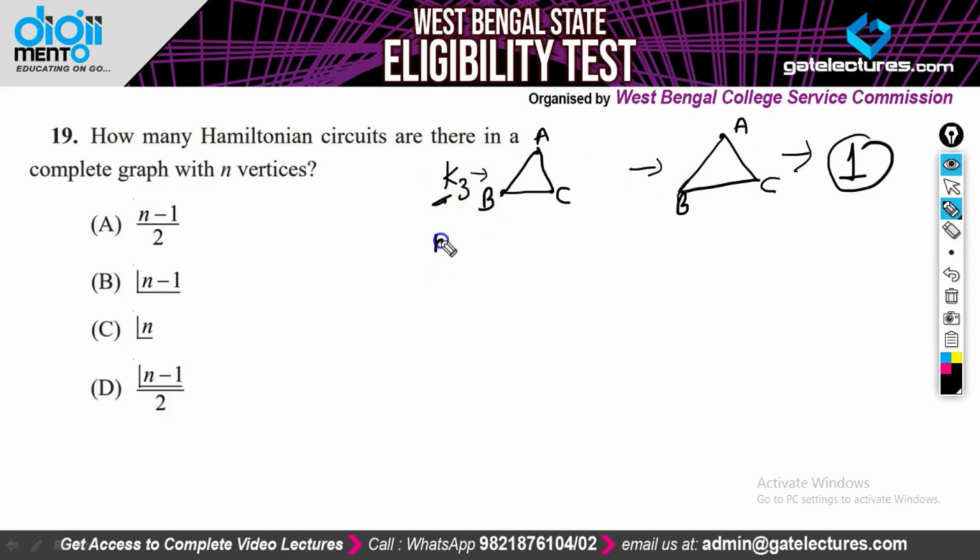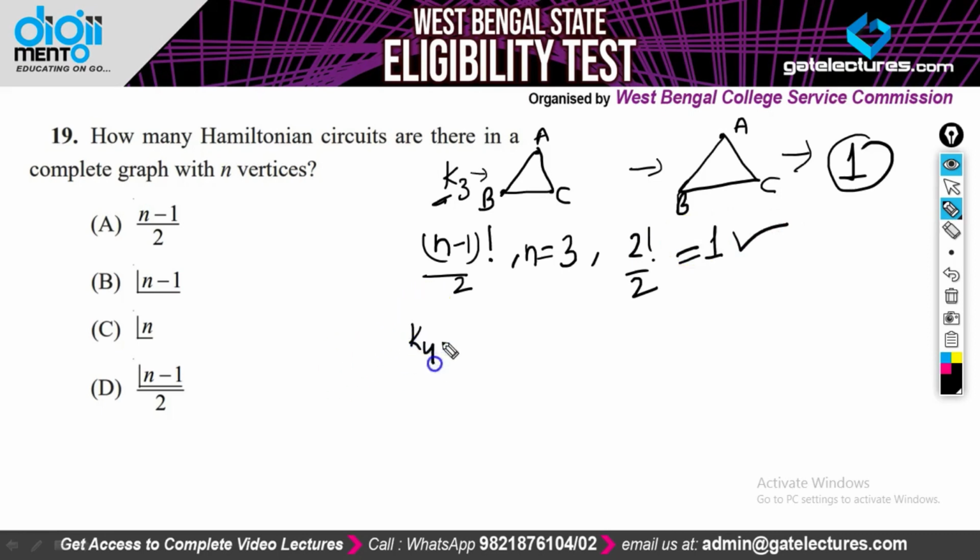So the formula we have derived is (n minus 1) factorial by 2. So here put the value of n equals 3. So we will get what? 2 factorial by 2, which is equal to 1. So yeah, it is justifying. Now let's check for example K4, a graph with 4 vertices, a complete graph basically. So it is not complete yet. Now it is a complete graph. Let's see how many Hamiltonian circuits we can make. So one way is this.